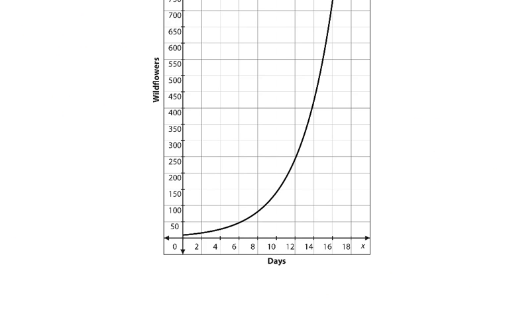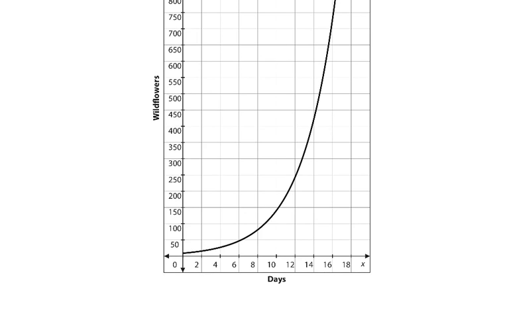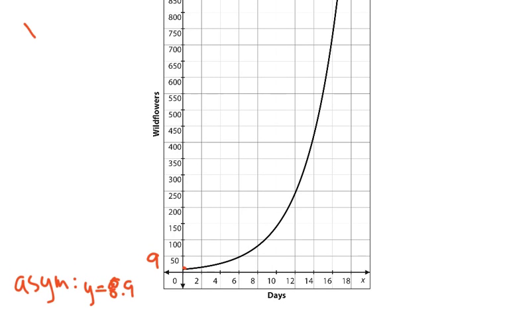Okay. Alright, now we have another. It says exponential. A wildflower species triples in 4 days. The field started with 9 wildflowers in the early spring. So down here at 9. Because this one started here, we technically don't have an asymptote. You could say where y equals 8.9, but I would probably just say no. Okay, so there's no x-intercepts, right?